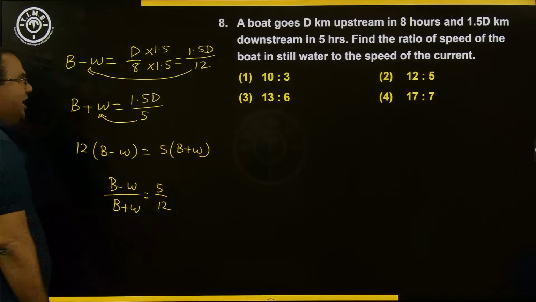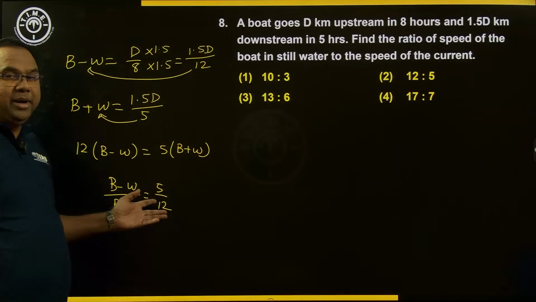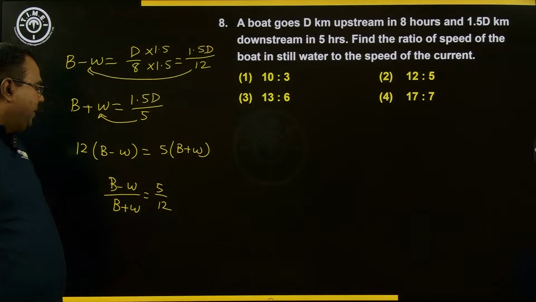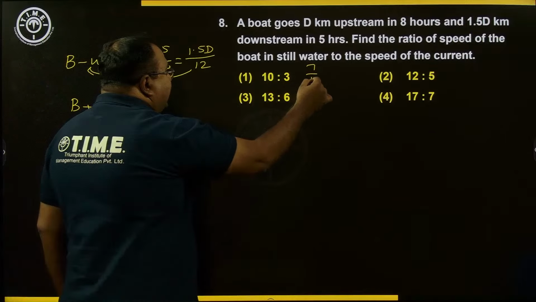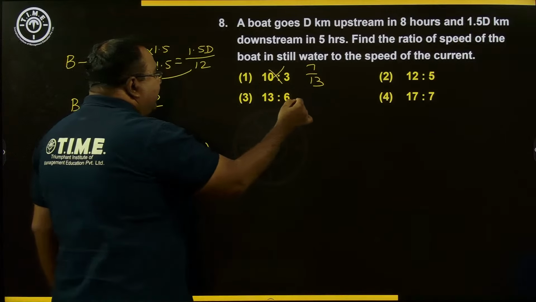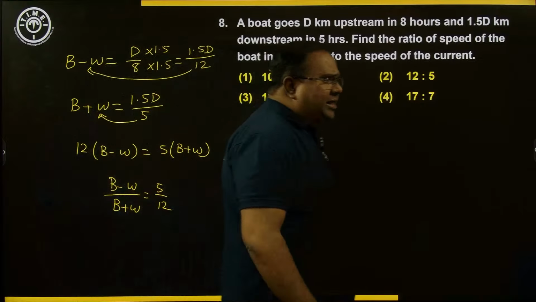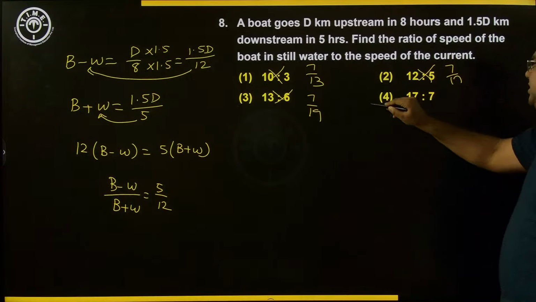As we have discussed in the earlier question, you can go for back substitution. You solve this, cross multiply and simplify, you'll get the answer, or use back substitution. The ratio has to be 5 by 12, B minus W by B plus W. 10 minus 3 is 7, 10 plus 3 is 13, no. 13 minus 6 is 7, 13 plus 6 is 19, no. 12 minus 5 is 7, 12 plus 5 is 17, no. Obviously, this has to be your answer.